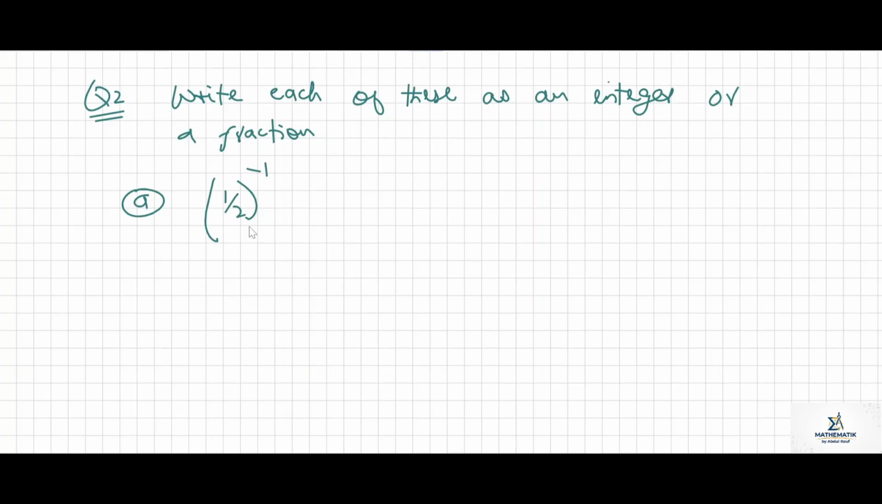1 divided by 2 raised to negative 1. So how will we solve this now? Simply 1 divided by 2 raised to minus 1, and the whole index is minus 1. So 2 raised to minus 1 into minus 1, you will get minus 1 into minus 1, it's a positive 1. So it's just 2 raised to 1, or 2.